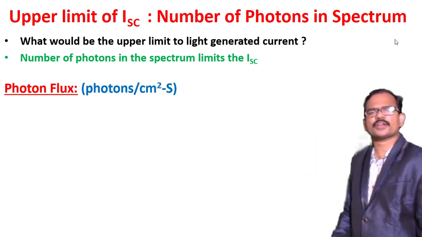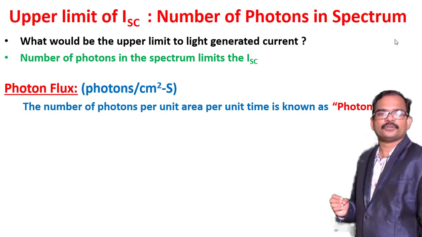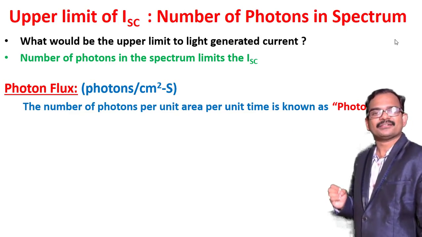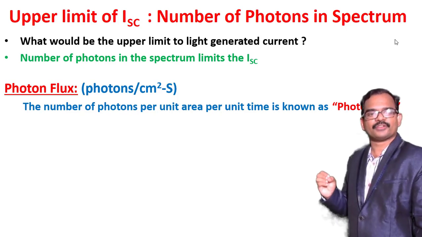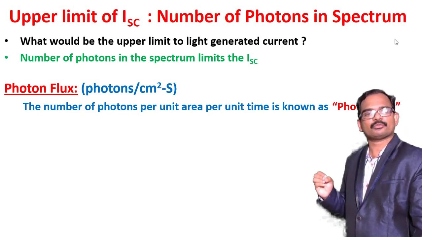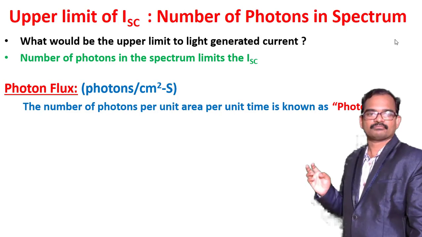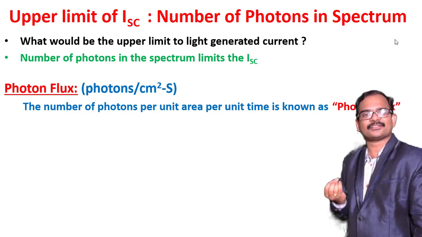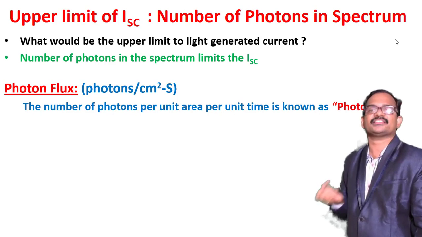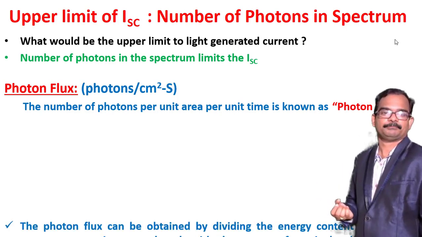So what is a photon flux? The number of photons per unit area and per unit time is known as photon flux. The unit of photon flux is photons per centimeter square per second. That is, the number of photons that we can get in a 1 centimeter square area in 1 second is nothing but the photon flux.